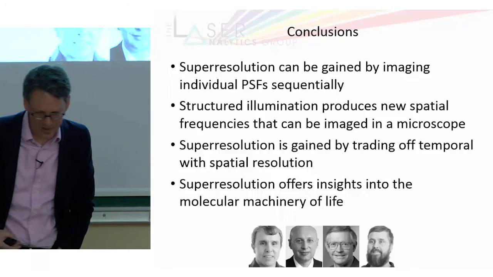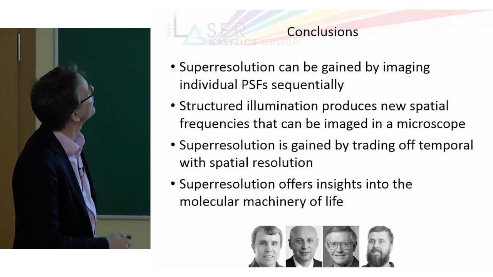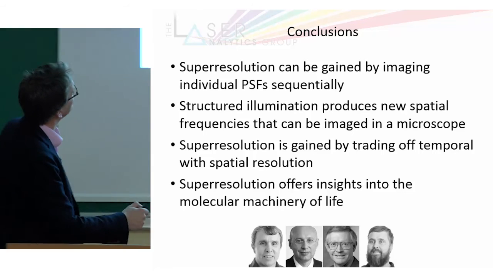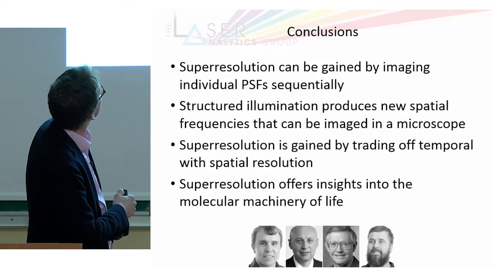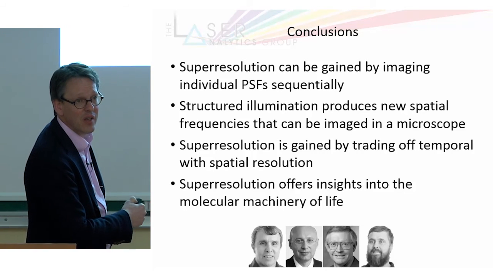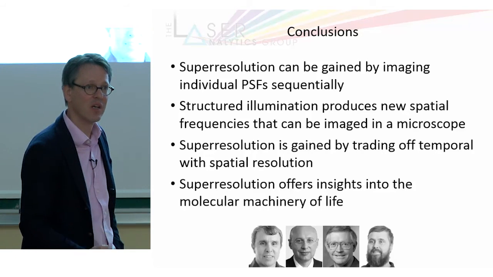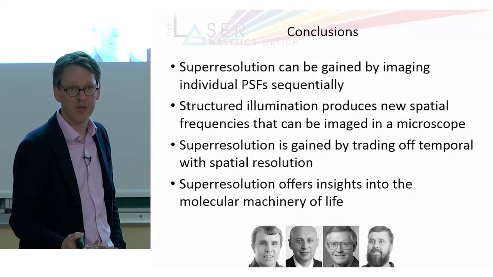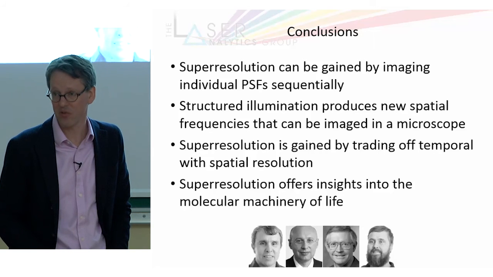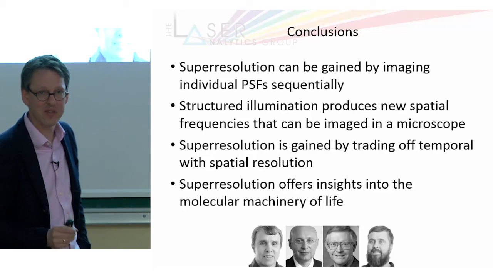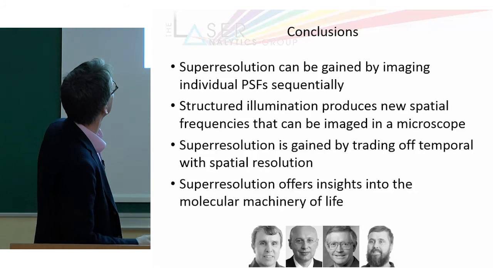So I want to stop by just saying the few key points. The first part of the talk showed you that you can gain super resolution by imaging individual point spread functions and imaging them sequentially, trading speed for resolution. With that technique, called single molecule localization microscopy, you get 10 nanometer resolution. 10 nanometers, so that's very high. And if you average data, you can get even higher localization precision.